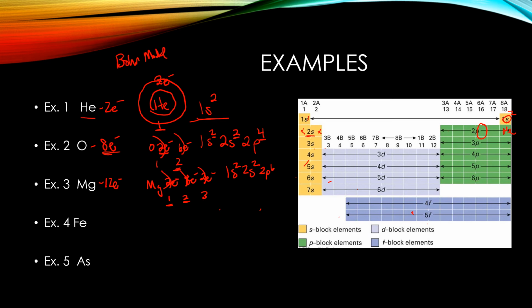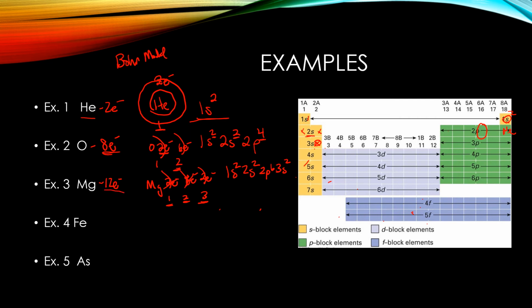And then finally, I'm now in the third energy level, because that takes care of those 8. 2 plus 6 is 8. Now I have the third energy level, so I start off with the s sublevel once again, and I have 3s2, because magnesium is the second element in the third row. So 2, 4, 10, 12, 12 electrons.